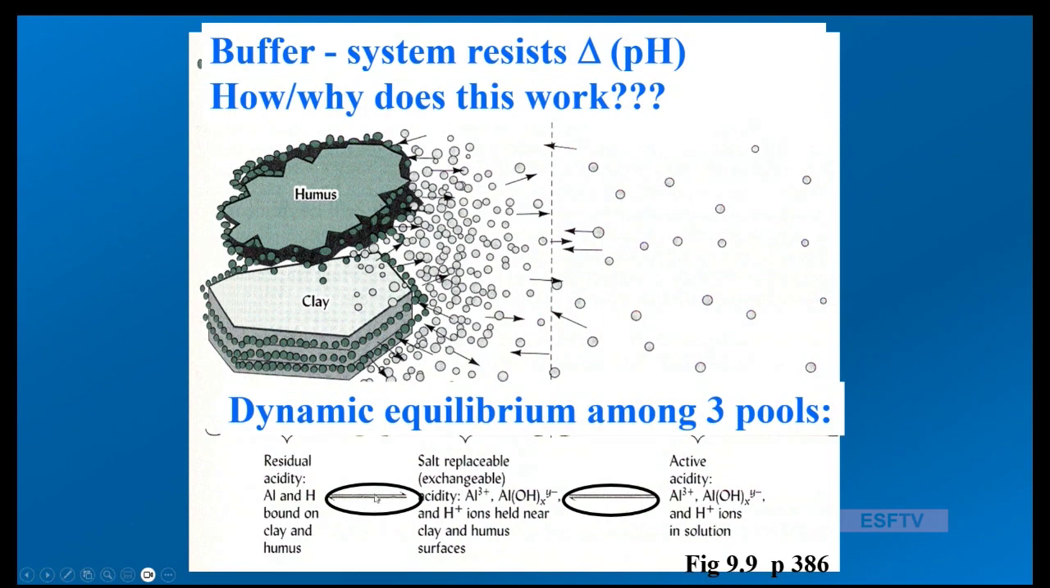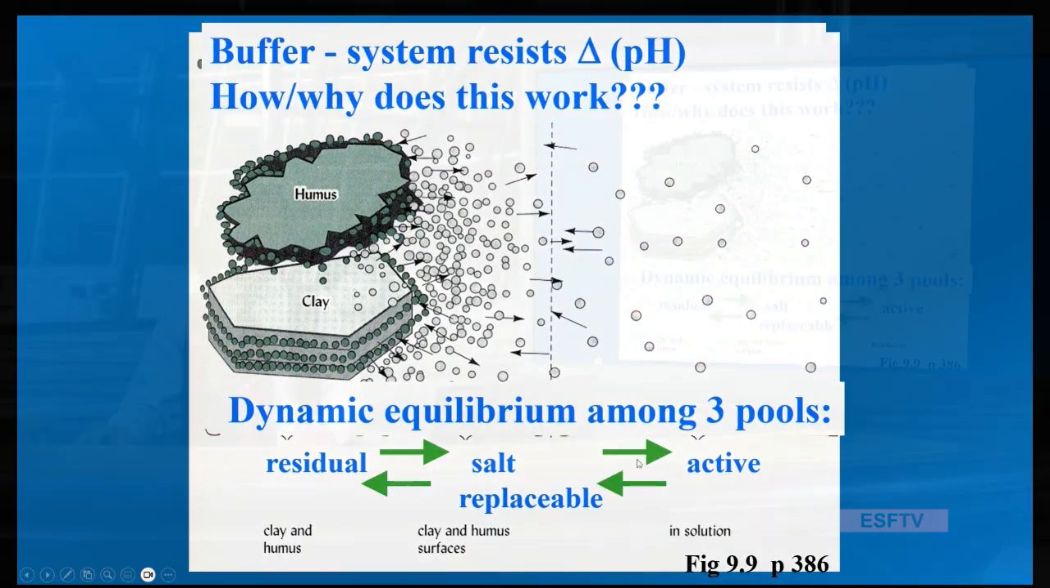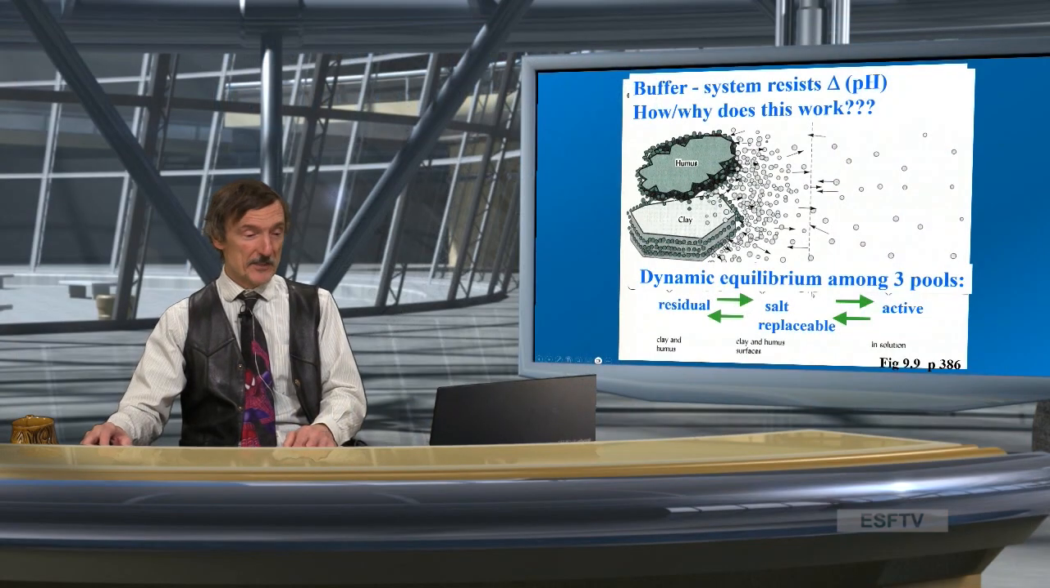These double arrows indicate backward and forward direction. Residual, salt replaceable, active. Dynamic equilibrium, feeding, keeping this constant. Okay, so that's a simplified view, with some words, of three little pieces that just took me about 4 or 5 slides, or 5 minutes, to go through. This kind of says it all.